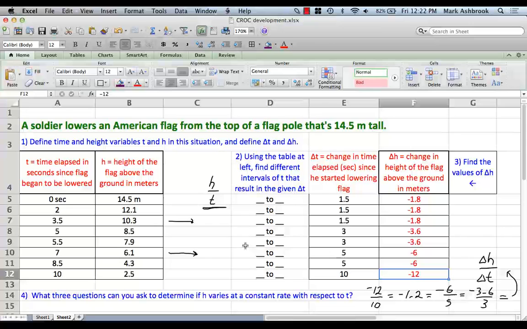Someone get an answer for the first one. Just shout it out. It's not 6. 2.94? Are we in agreement? Okay, so how about the other one? 0.87, I'm hearing.